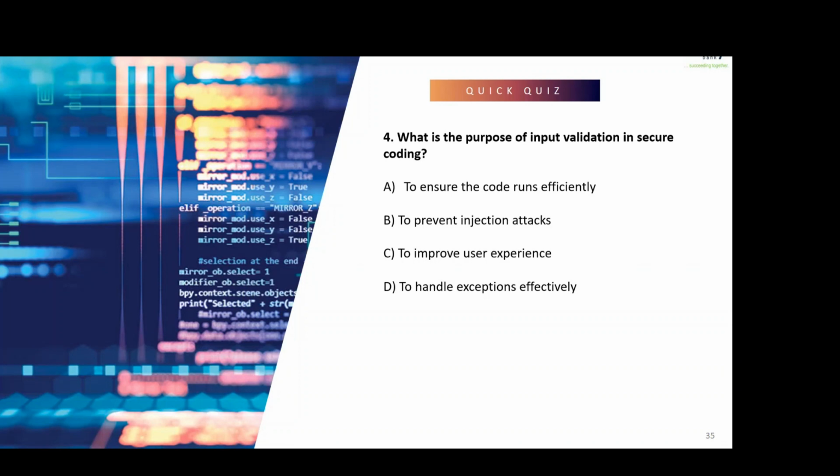What is the purpose of input validation in secure coding? A, to ensure the code runs efficiently. B, to prevent injection attacks. C, to improve user experience. D, to handle exceptions effectively.